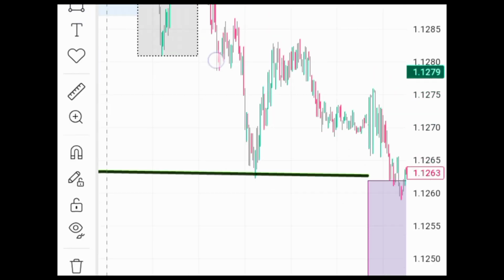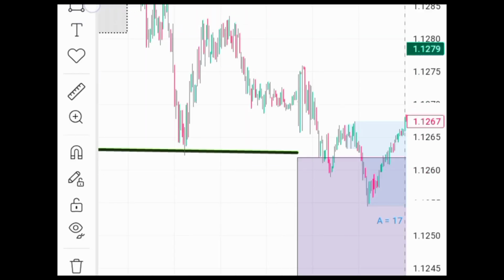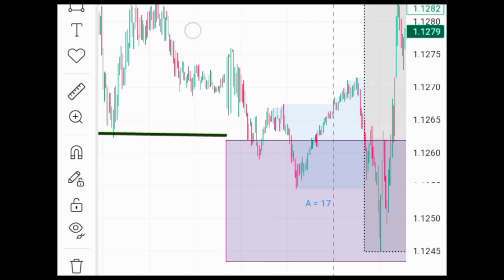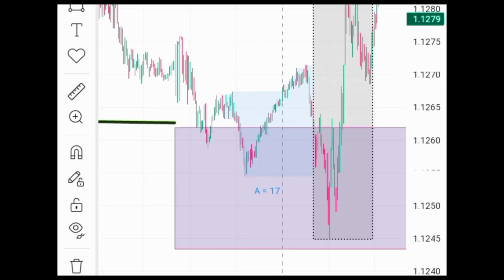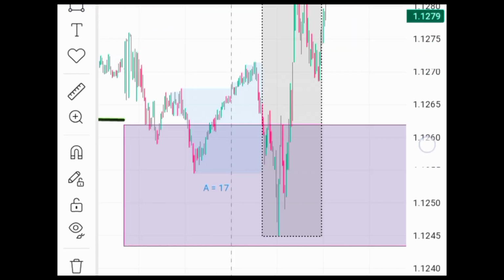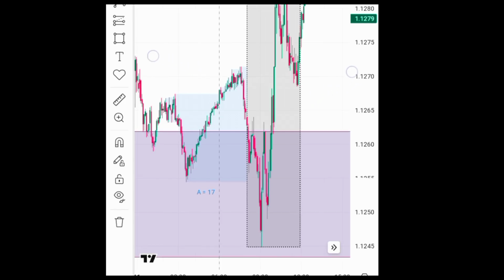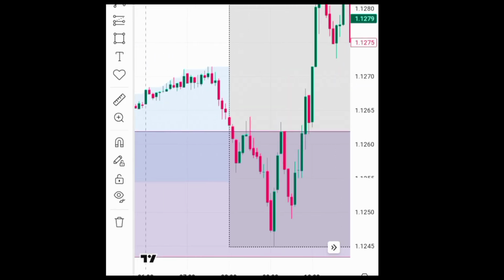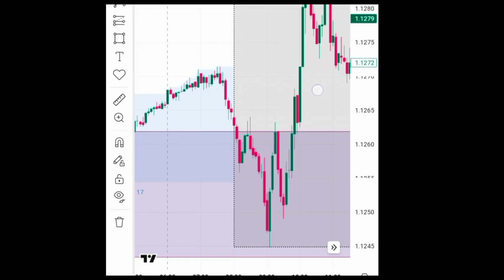So that is our second point, which is this one here. This is our second point that we drew. This one happened around the London session itself, not after the London session. This one happened around the London session.